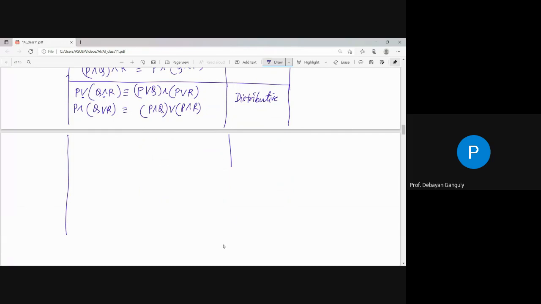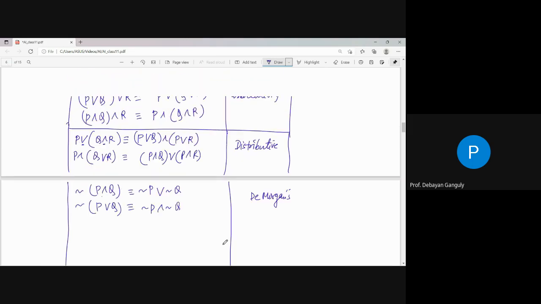Now there is another formula, also in digital logic, called De Morgan's law. That means not (P or Q) is not P and not Q, with the sign changed. Similarly, not (P and Q) is not P or not Q. That is nothing but De Morgan's law.